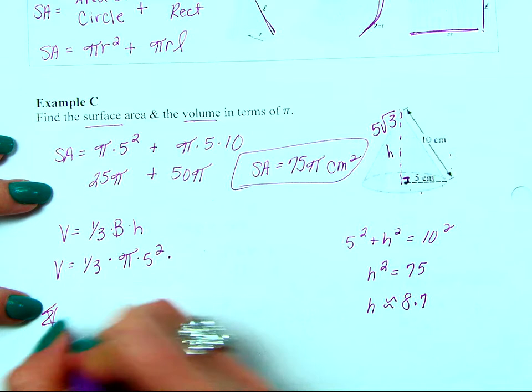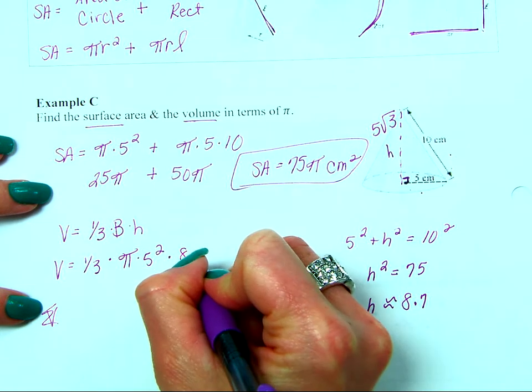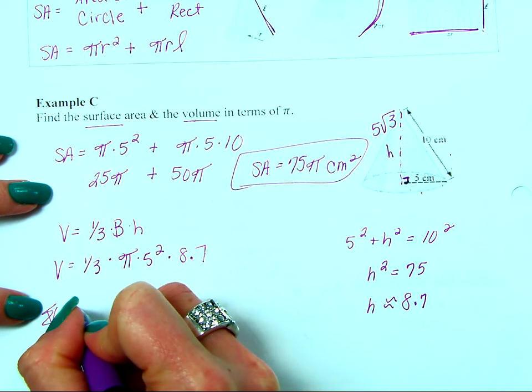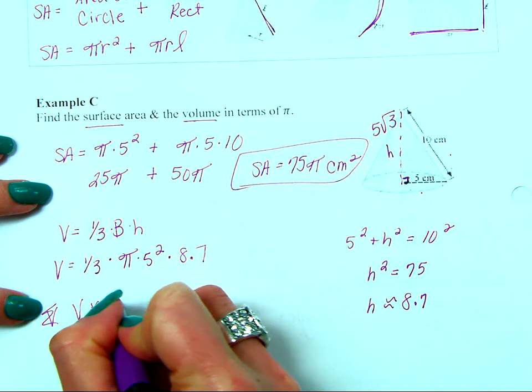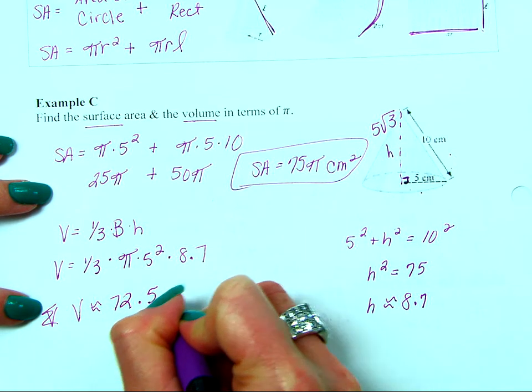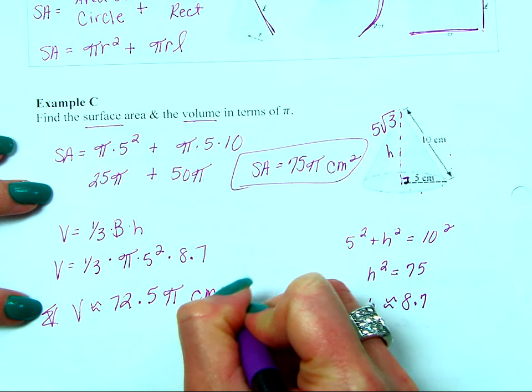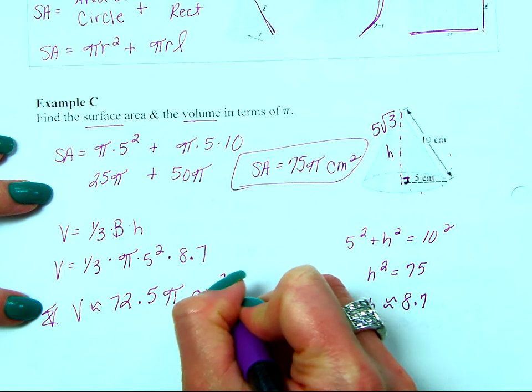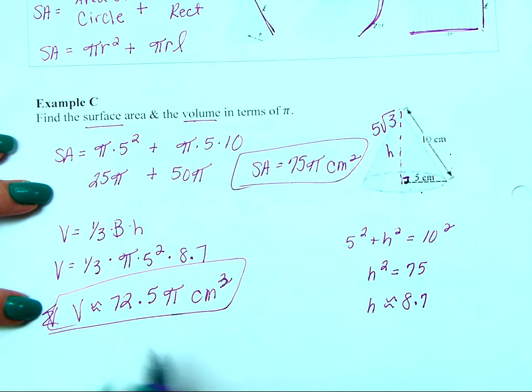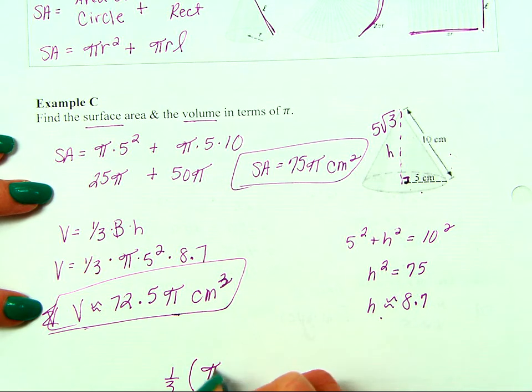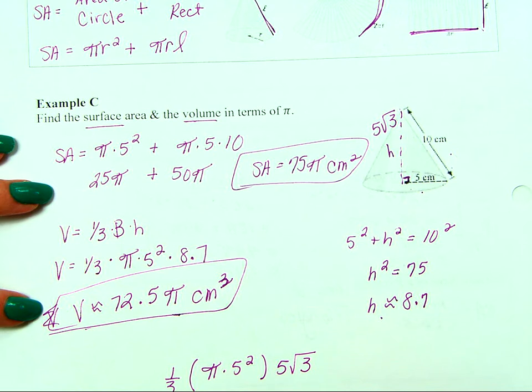If I multiply this by about 8.7, in the end, we're going to find out that we have about 72.5 pi cubic centimeters. Now, that isn't really an exact answer because we did round here. If I wanted to use the exact height of 5 root 3, I could say that I had 1/3 pi r squared times the height of 5 root 3.